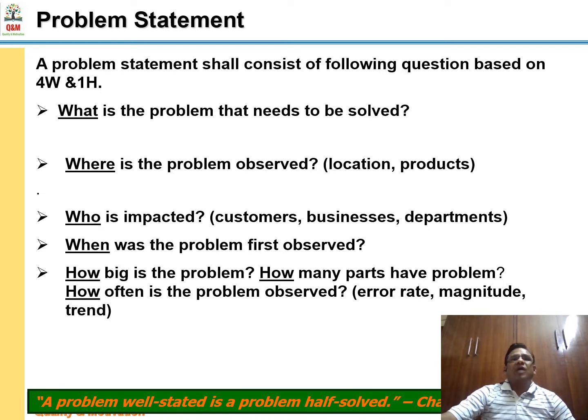Now move to how big is the problem, how many parts have the problem, how often this problem is observed. It means, is this a repeated problem or a problem observed for the first time? What is the magnitude of the problem? What is the trend of the problem? All these questions' answers we have to gather in the problem statement.